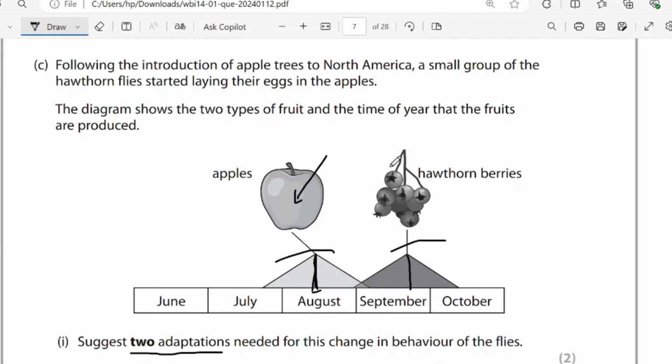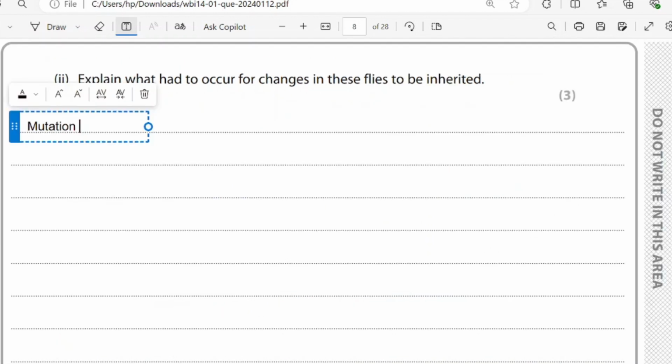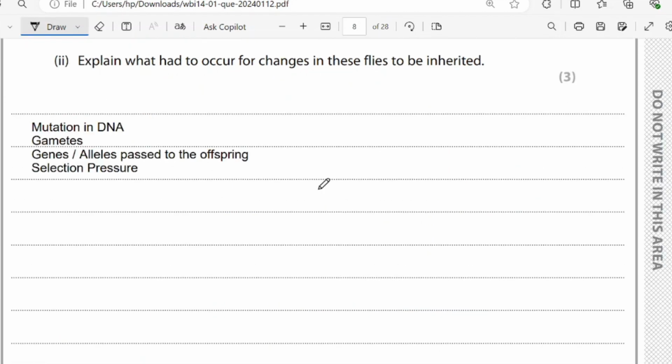As you can see, they're very different from each other, compared to hawthorn berries. So they have to penetrate the apple. They have to be suitable to lay eggs in the apple. So I think these are two adaptations. The next question is, explain what had to occur for changes in these flies to be inherited.